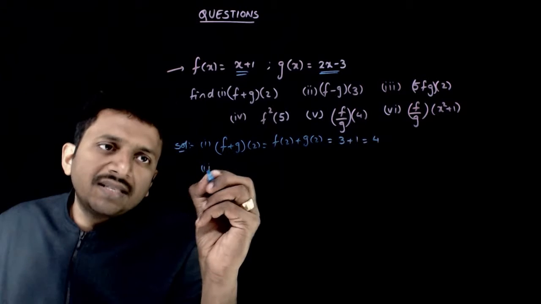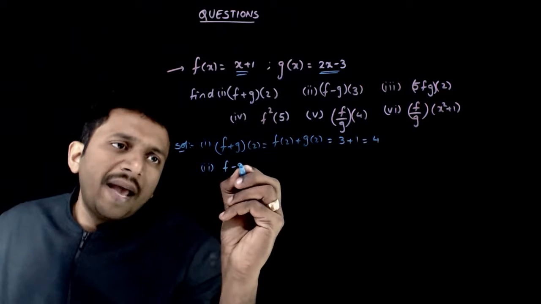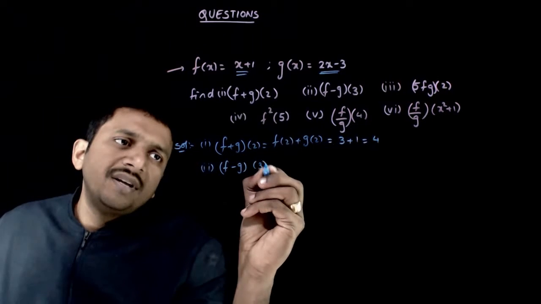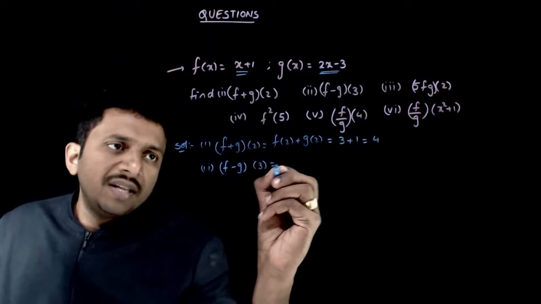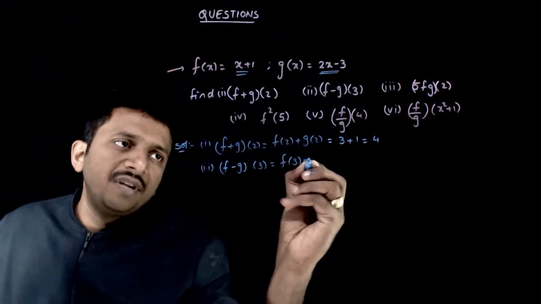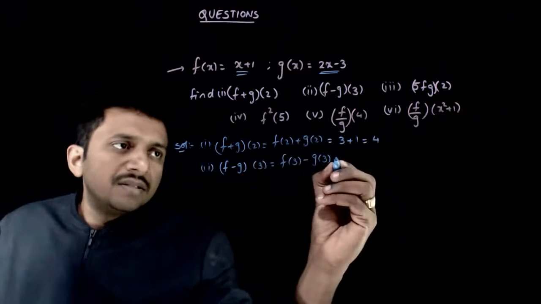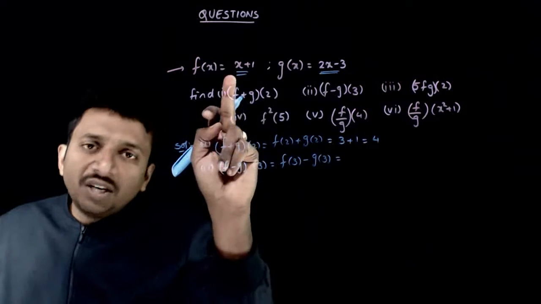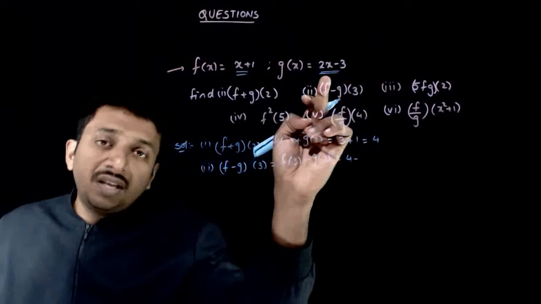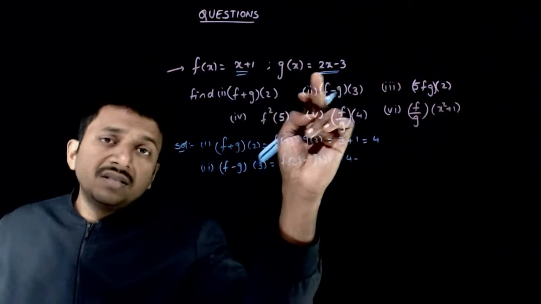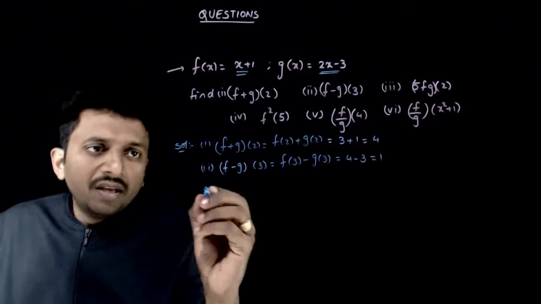Next, let us take the second function. What is (f minus g) of 3? That is nothing but by definition it is f of 3 minus g of 3. What is f of 3? You just need to put 3 in the place of x. So you get 4 minus g of 3. Again you put 3 in the place of x. 6 minus 3 is 3, which is equal to 1.